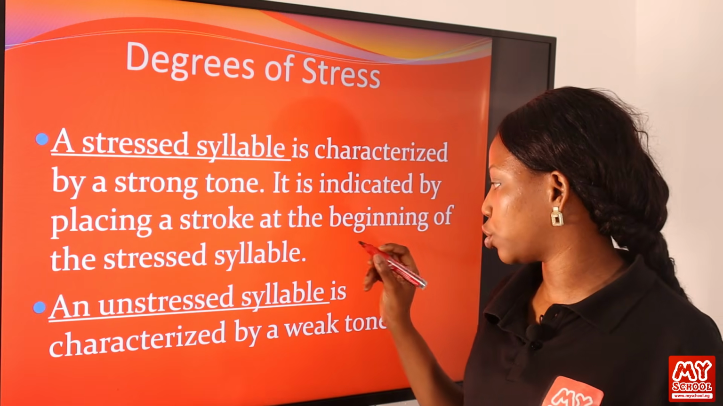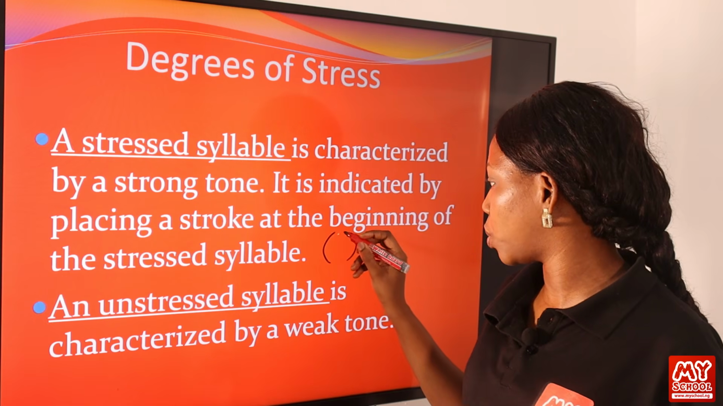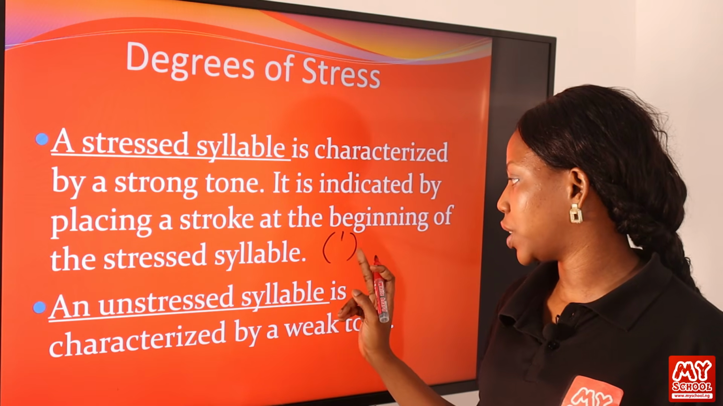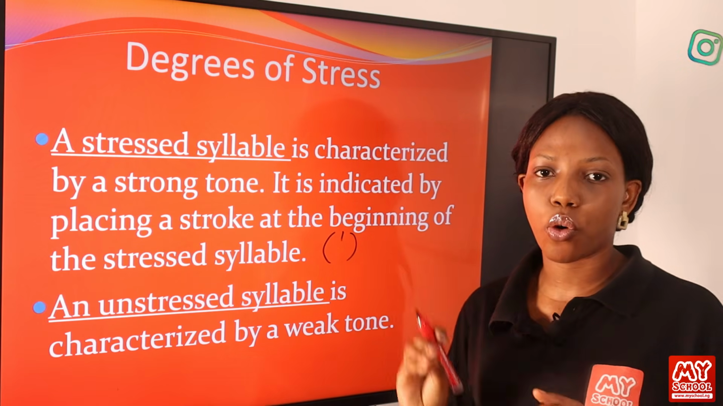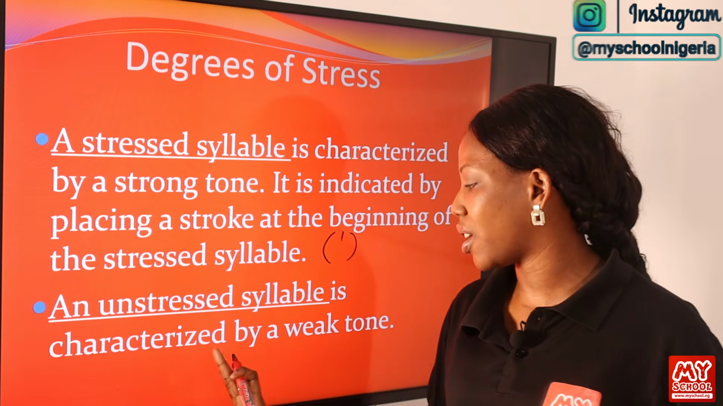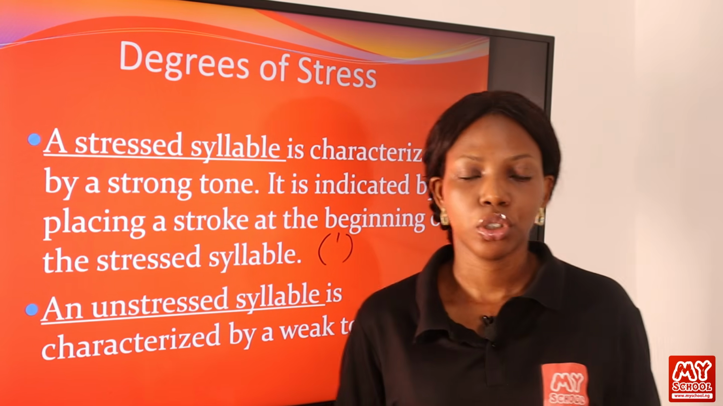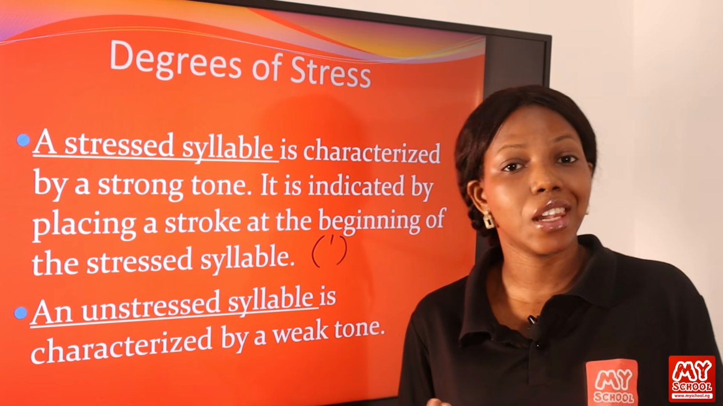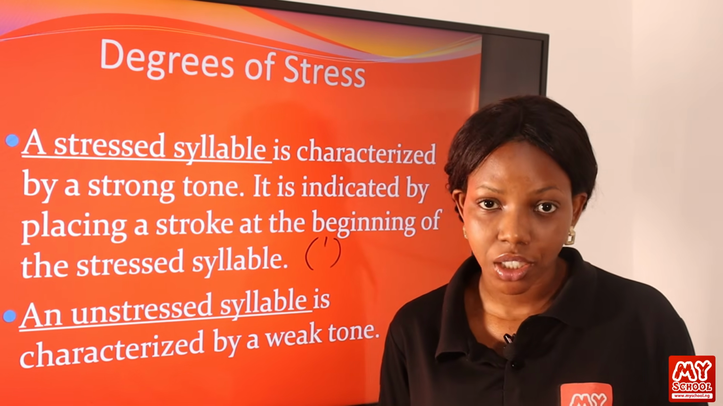So what do we mean by stroke? Okay, so this is a stroke. This is what we regard as a stroke, and it is placed at the beginning of the syllable that is stressed, okay? So an unstressed syllable is characterized by a weak tone. So it is a weak tone, it is not loud, it is soft, okay?